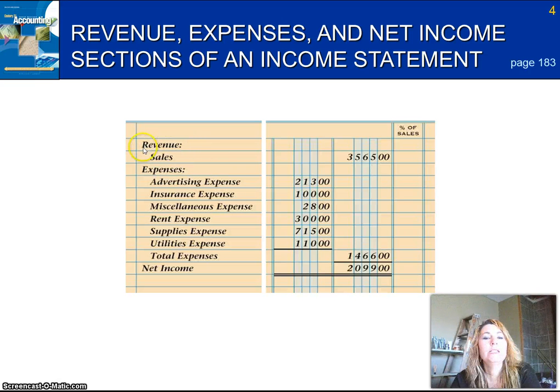When you list it, you're going to title it Revenue with a colon, and then list out all your revenues down here. We only have one, and that's sales, and so it's indented just a little bit. We're just going to bring it over to the right-hand column. Next, our next heading is our expenses. So we're going to list it, and then indent and list all of our expenses.